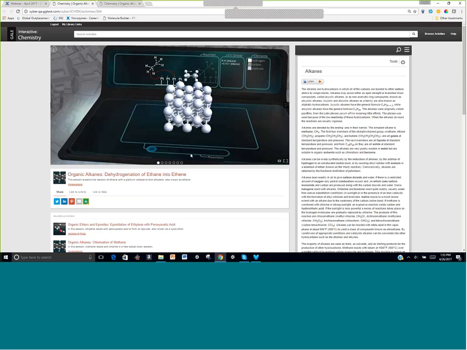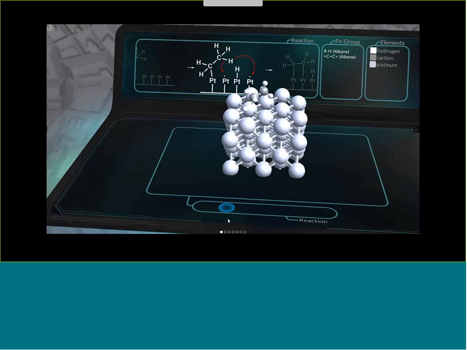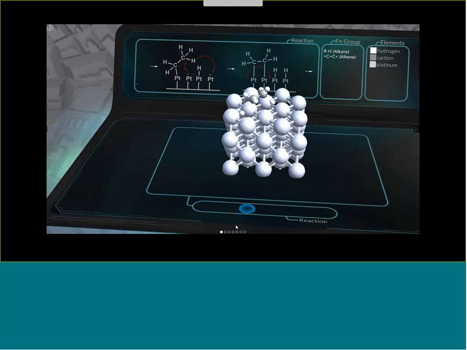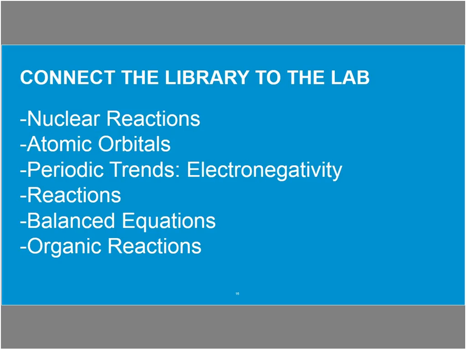Another quick look at a different organic reaction, which happens on the adsorption to a physical surface, is ethane to ethene, and it's going to lose its hydrogen atoms by bonding to the platinum surface. Physical chemistry students and analytical chemistry students often study these types of reactions, both as undergraduates and graduate students for chemistry. So we hope that you have appreciated a tour of how we can bring and connect the library to the lab.